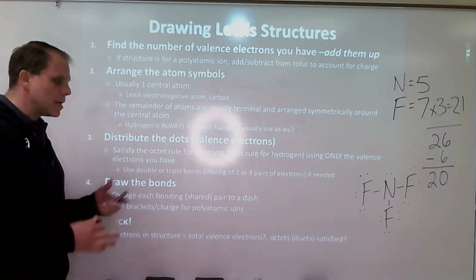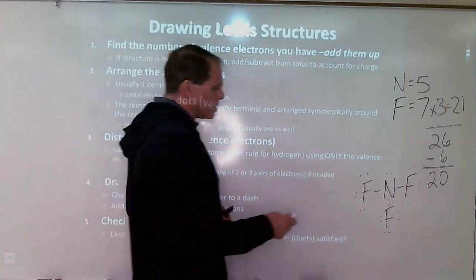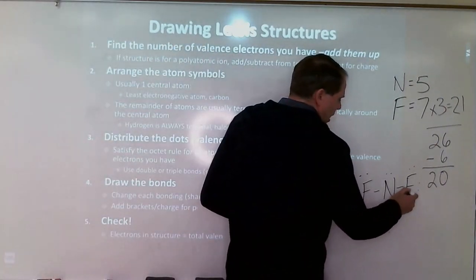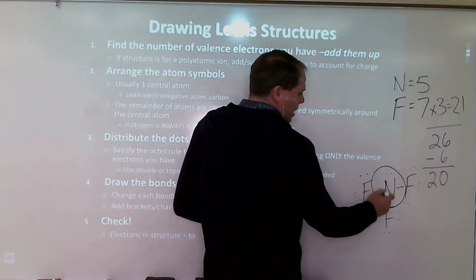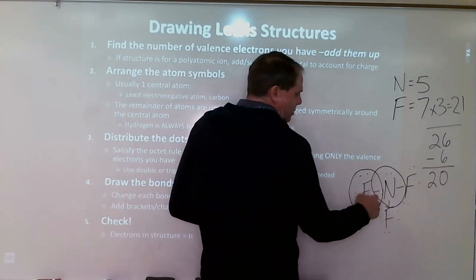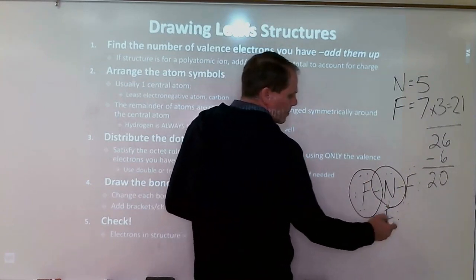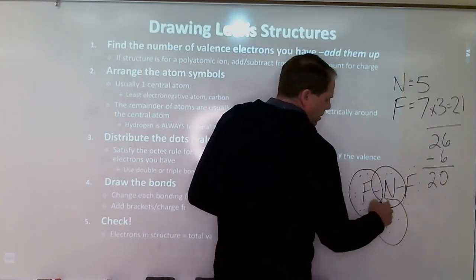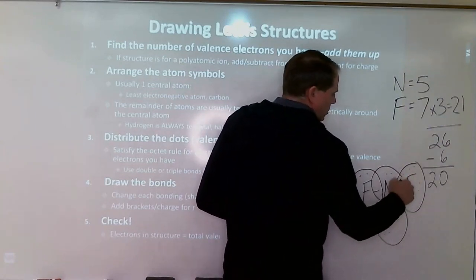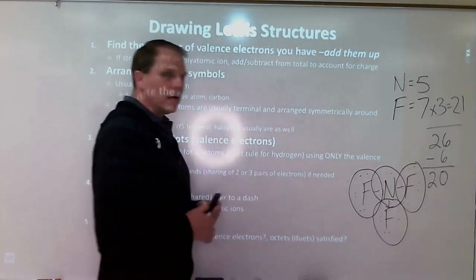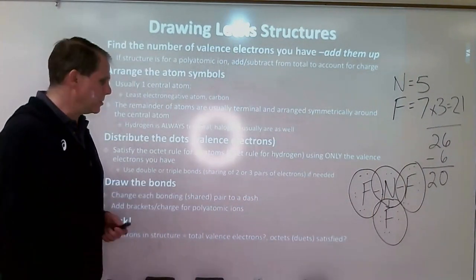Again, just double check. Make sure that every atom has 8. So I want to double check. Nitrogen has 8. Why? Because there's 2, 4, 6, 8. Fluorine has 8. This counts. The one in between counts for both, right? 2, 4, 6, 8. This fluorine has 8. 2, 4, 6, 8. And this fluorine has 8. 2, 4, 6, 8. They're all with 8, so they're all happy. That's how we do Lewis dot structures.